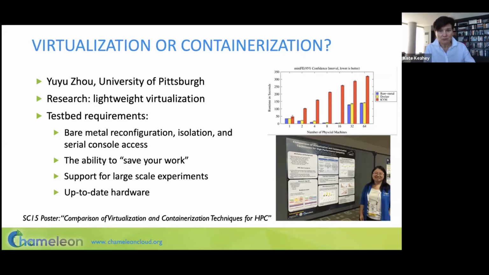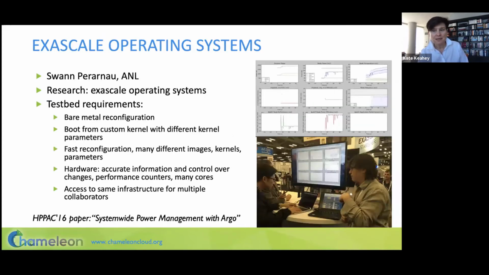She needed to be able to start from custom kernel. She needed serial console access a lot, which we know very well because we didn't provide it at that time. So it all went through the help desk. She needed to save her work, support for large scale because those were HPC applications, and up-to-date hardware. Right, so you've got Yu here showing her poster at supercomputing.